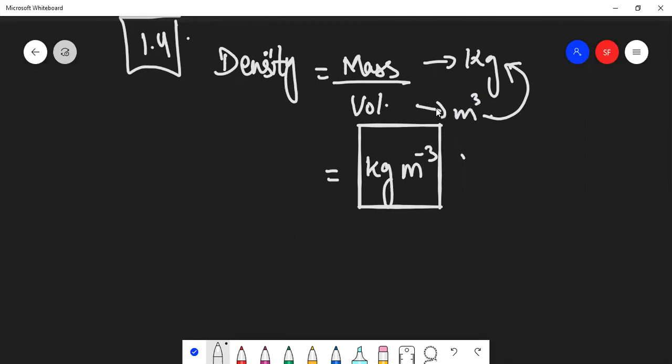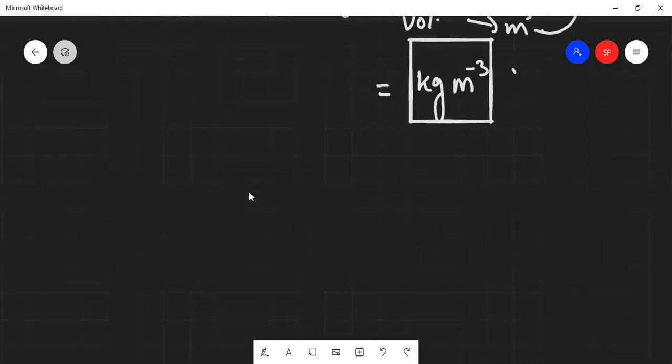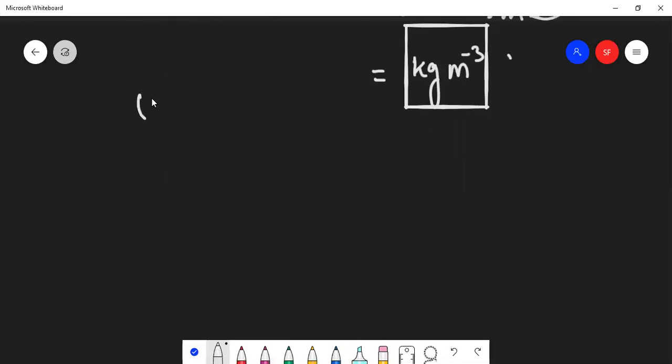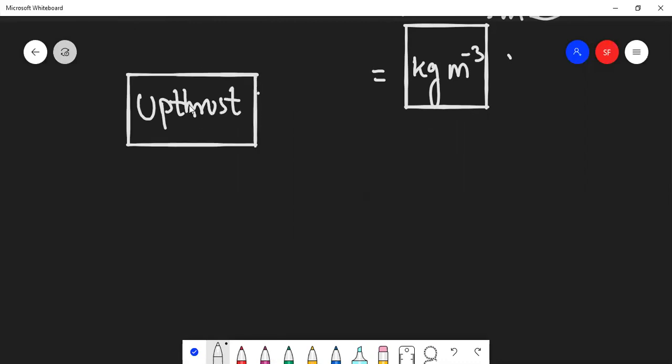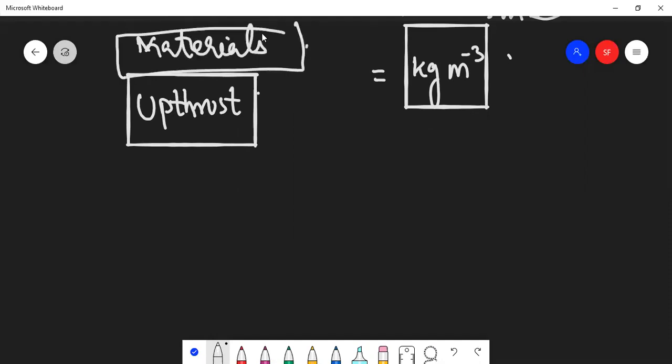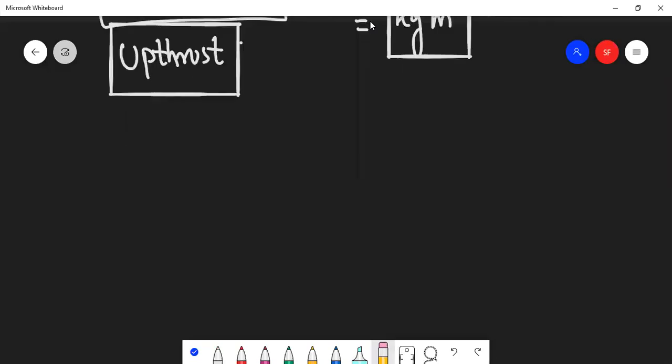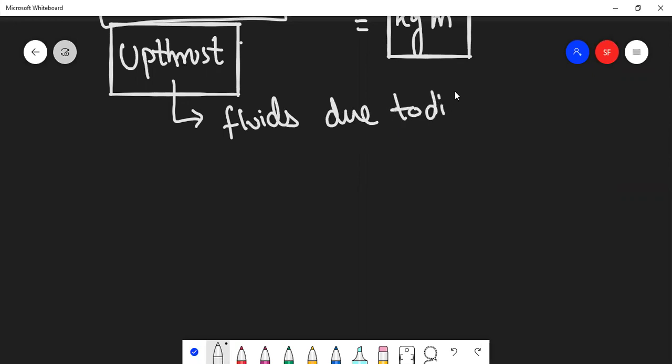Understand upthrust, fluid friction? Okay. Yes, weight of fluid displaced. Now we need to look at the upthrust force. Okay, what is upthrust force? Fluid dynamics has started, yes. This comes under materials. So what is upthrust force? Upthrust force is basically a force which exists in fluids due to difference in densities.